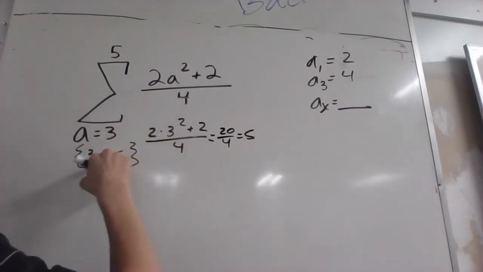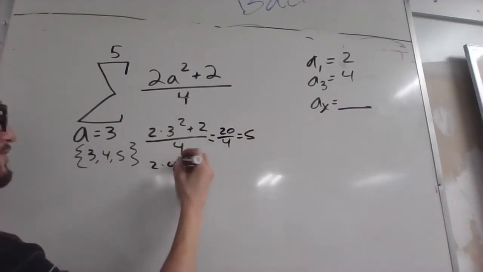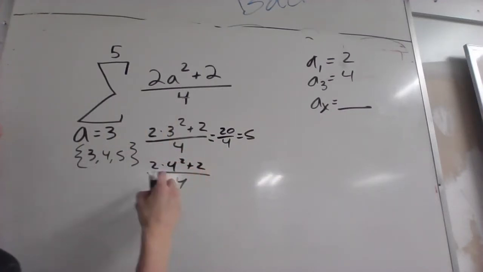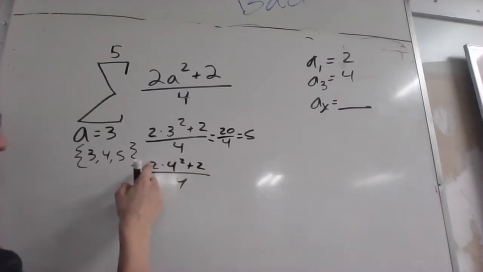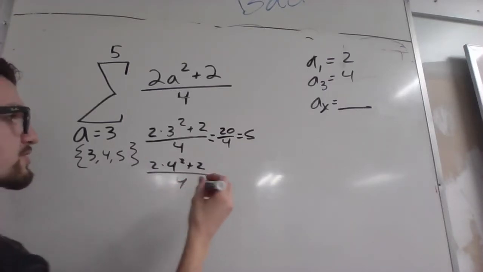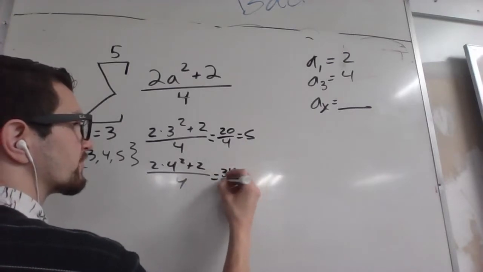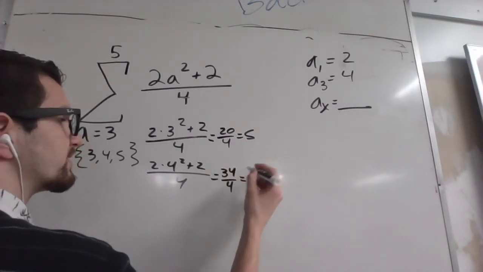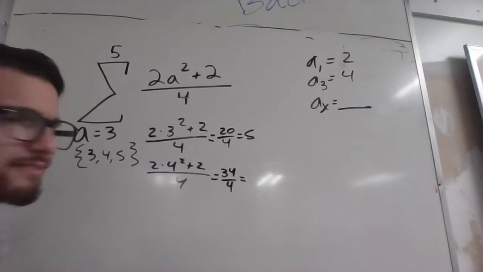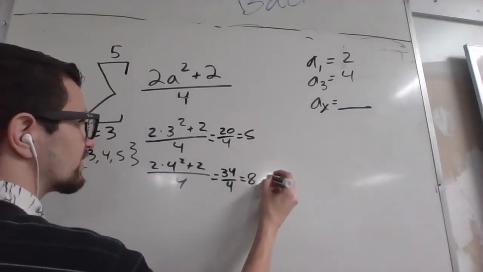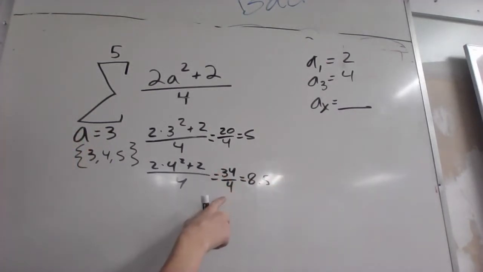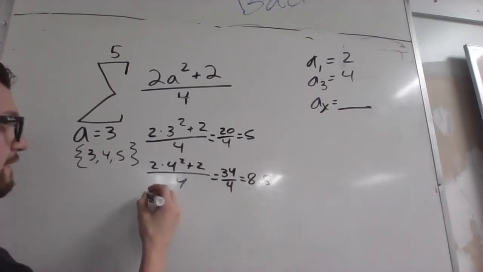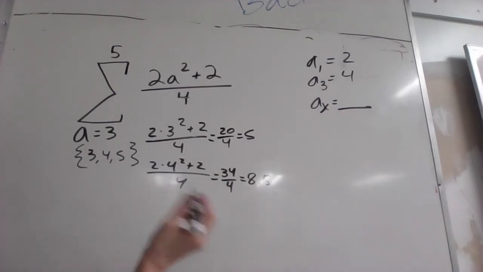Next, I have plugging in a 4. So 2 times 4 squared plus 2 over 4. 4 squared is 16. 16 times 2 is 32. 32 plus 2 is 34. So that's 34 over 4, which gives me about 8.5, I think. Yeah, because this reduced to 17 over 2. So that would be 8.5. And again, you can just use your calculator.